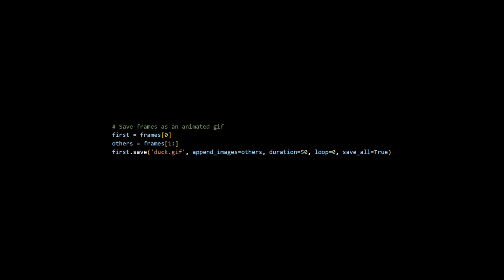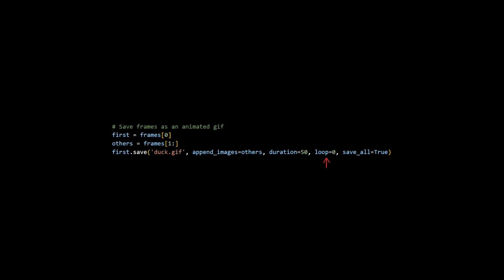This last bit of code is where all the magic happens. First, we define which frame is the first frame, and then we say all the other frames are every frame but this first one. This is how Pillow saves the video. There's not really an explanation to how this works. Then we use first.save. The first parameter is the output file name, and the second parameter is all the other frames. The third is how long each frame will be on the screen.